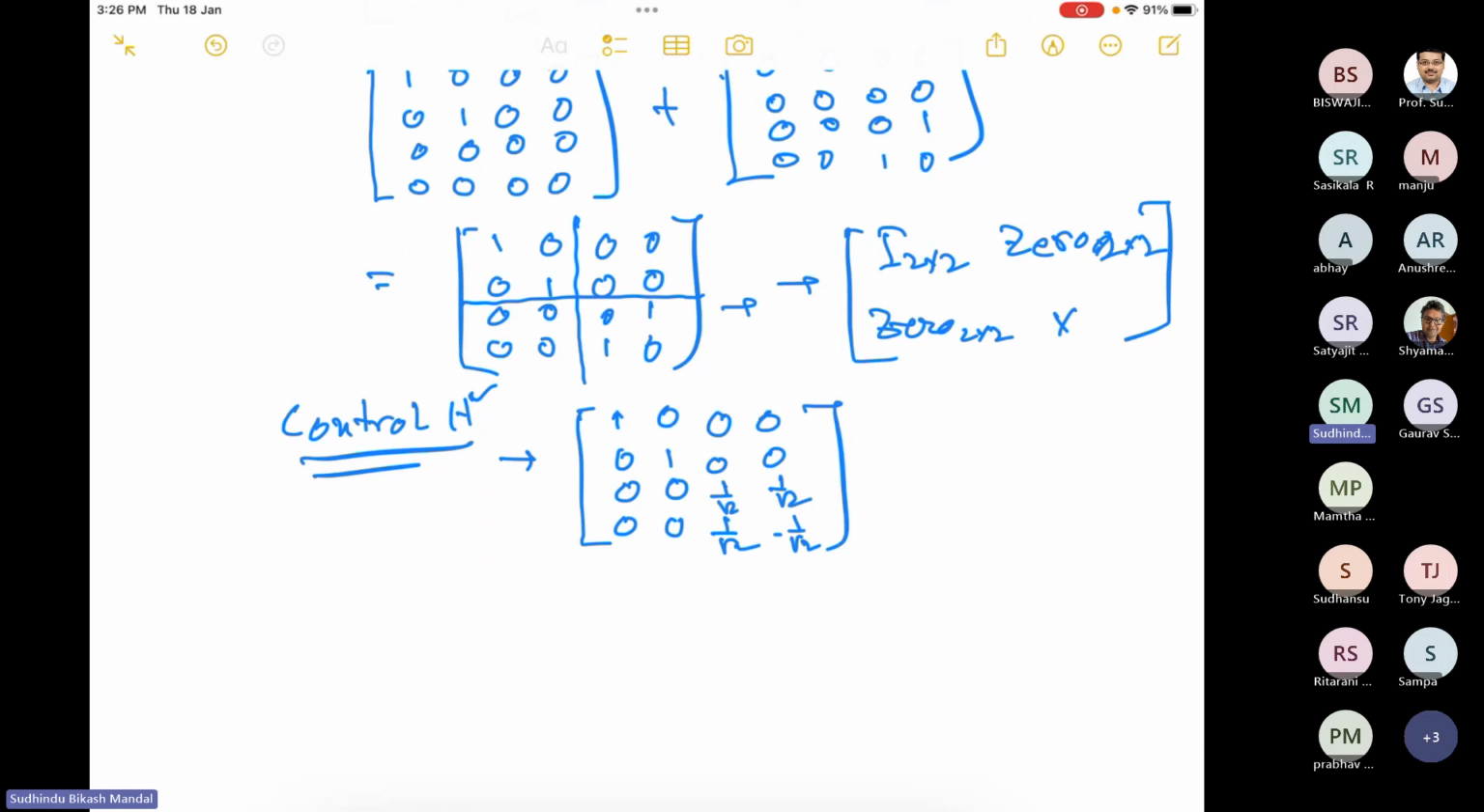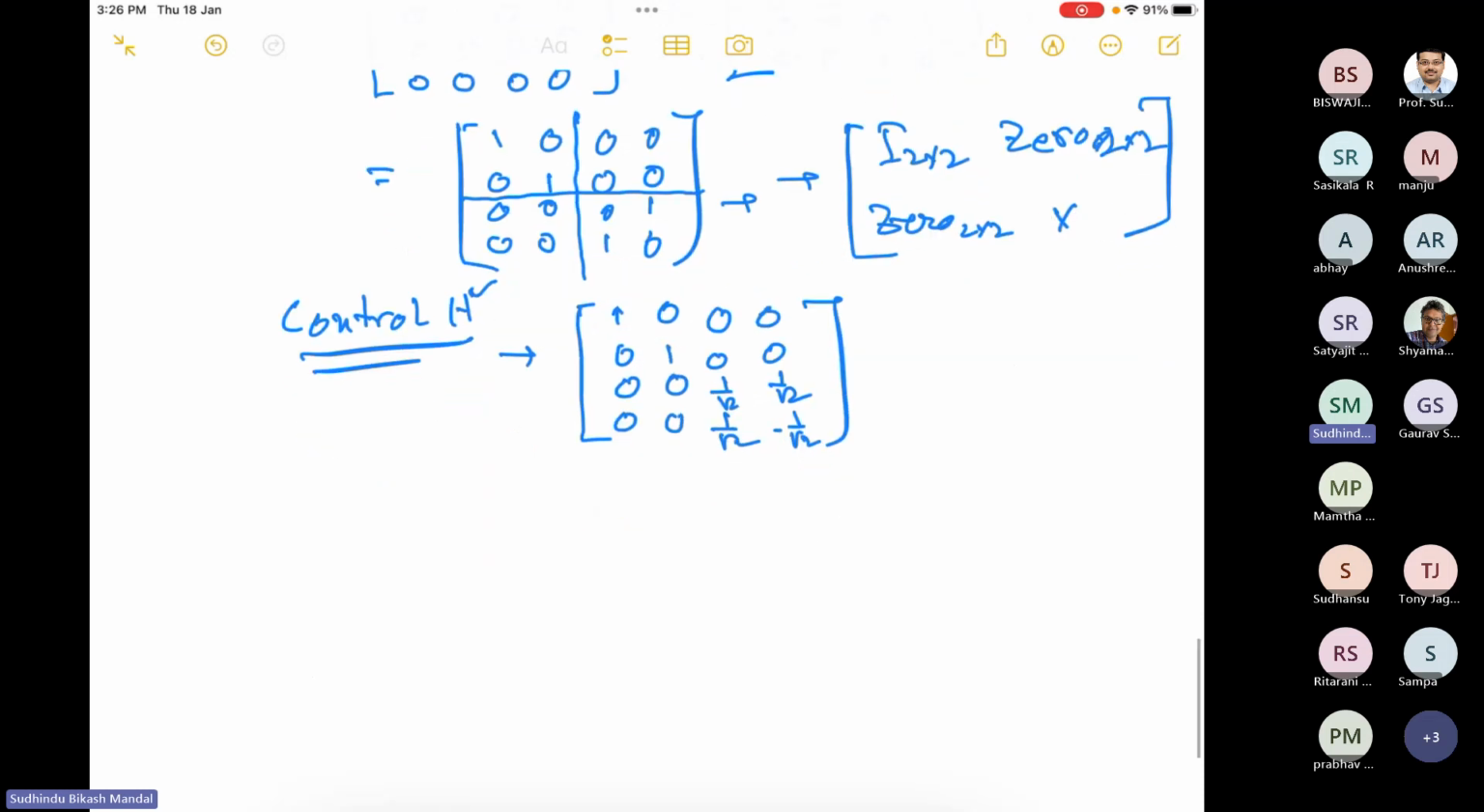Okay. Now come to the phase kickback. Suppose I'm generating one kind of circuit. I'm generating a high level circuit.